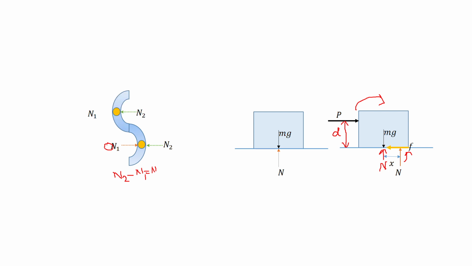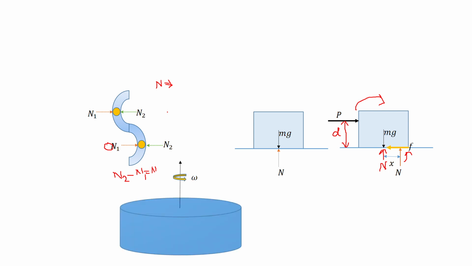Similarly, if the block moves down the groove to this position, now N1 must be greater than N2, and the net force N should be in rightward direction. Now the overall argument is that N should be a self-adjusting force to provide the necessary centripetal acceleration, or to provide the necessary equilibrium condition. It depends on the situation of all other forces.